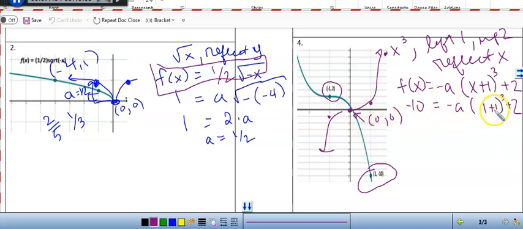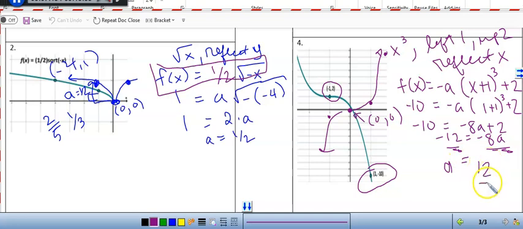Following PEMDAS, 1 plus 1 is 2, cubed is 8. Multiply that by a to get negative 8a. I cannot add that 2 because of PEMDAS having to multiply the negative 8 and a first, so I'm not allowed to add that 2. But I can start solving. I'll subtract 2 from both sides to get negative 12 equals negative 8a. I'll divide both sides by negative 8. And so now I know that a has to be positive 12 over 8, which is the same thing as 4/3.